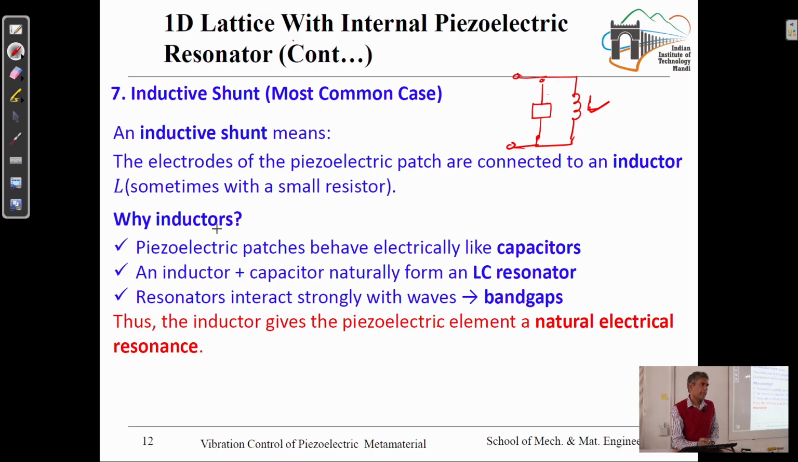So why an inductor? Of course, I have written here that it is the most common case in making piezoelectric metamaterials. It is because piezoelectric patches behave electrically like capacitors, right. An inductor plus a capacitor naturally forms an LC resonator, right. You know the LC resonator from your basic electrical engineering course.